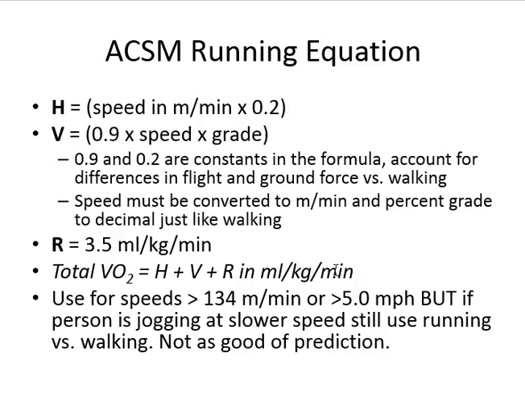So the speed, the horizontal, vertical, and resting. Once again, convert your speed to meters per minute, multiply by 0.2. It takes more work to move on a horizontal surface running versus walking. 0.9 is your constant. That's your flight. It actually takes less work to be in flight running versus walking. And then your resting component stays the same. So horizontal, vertical, and resting.